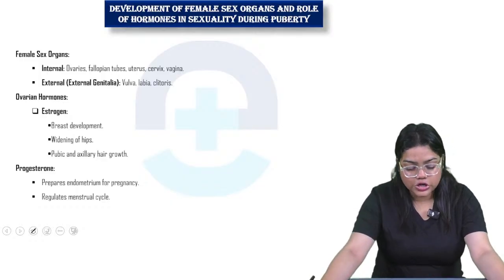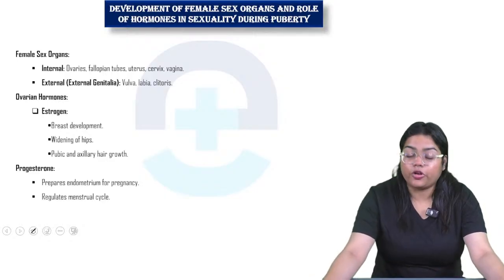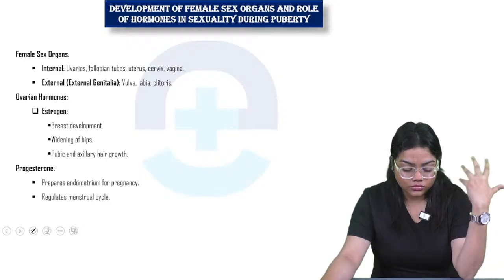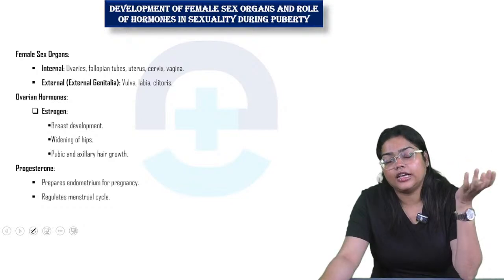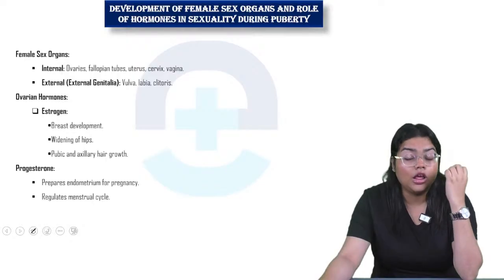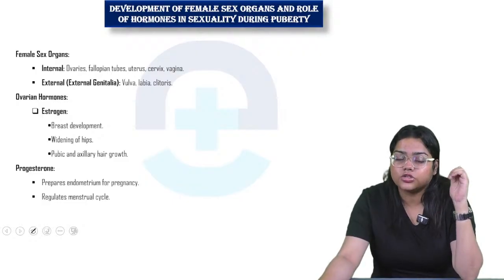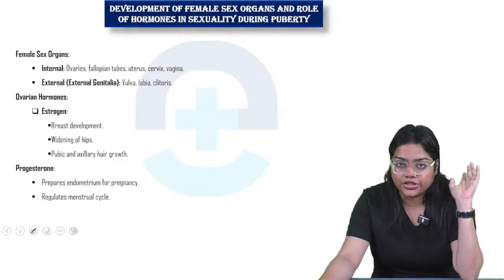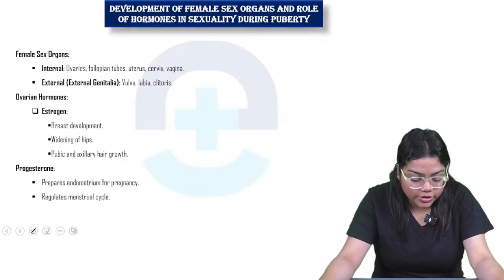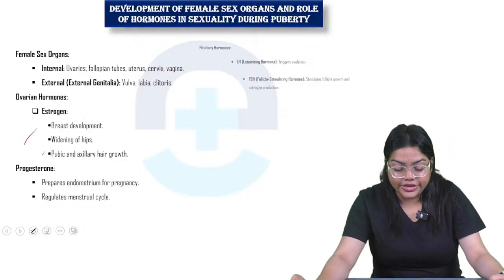Then progesterone also helps prepare the endometrium for pregnancy. As I told, the ovum will keep releasing progesterone until the invasion of the zygote happens in the uterus. It will prepare the endometrium layer of the uterus so the fetus can invade there. It will thicken the endometrium layer of the uterus, and it also regulates the menstrual cycle. So these both hormones are very important.